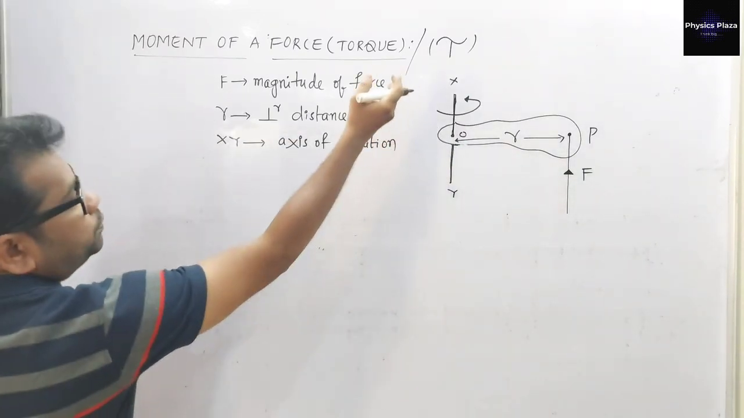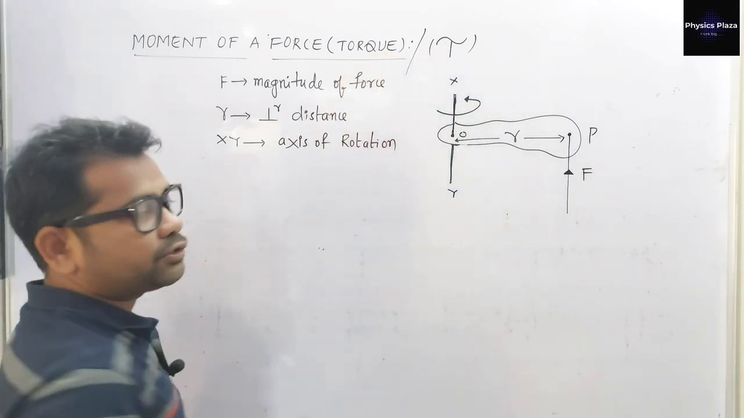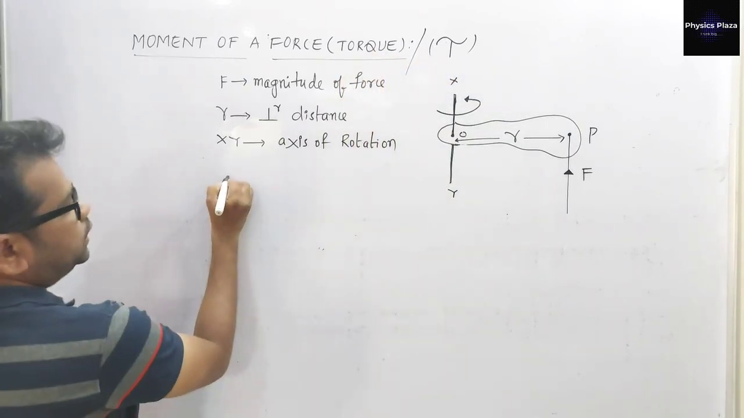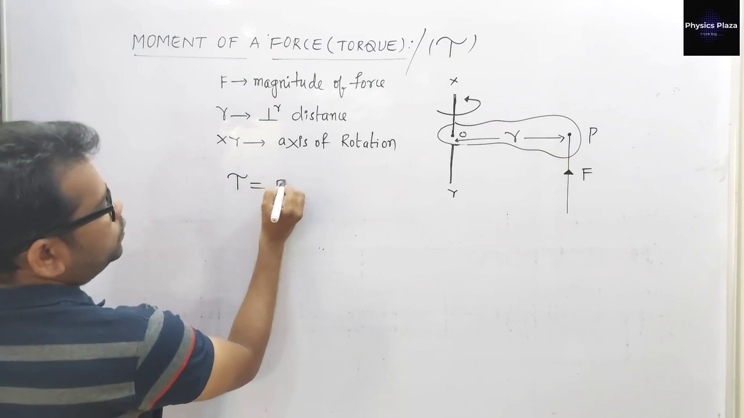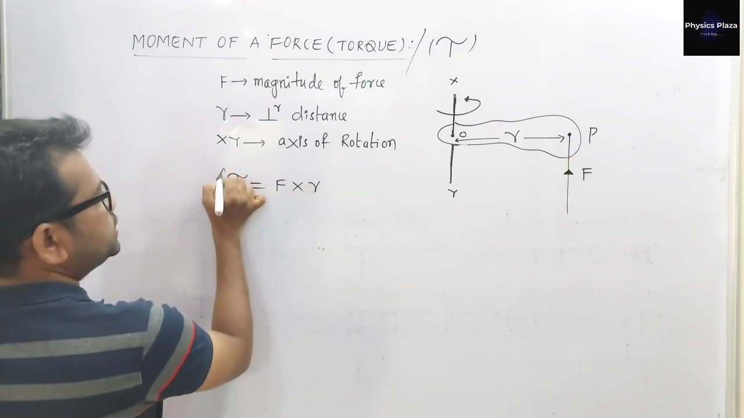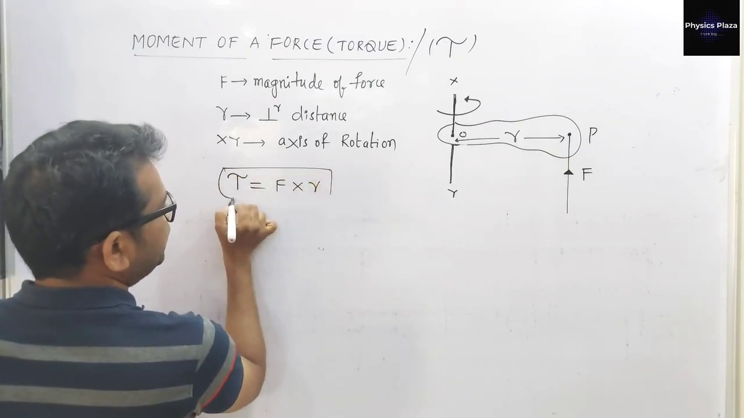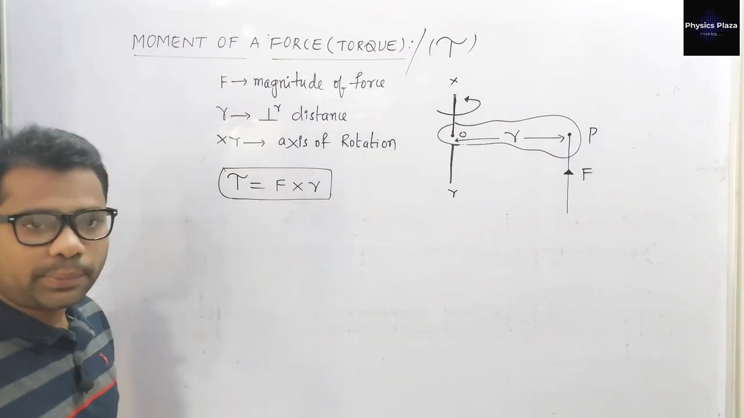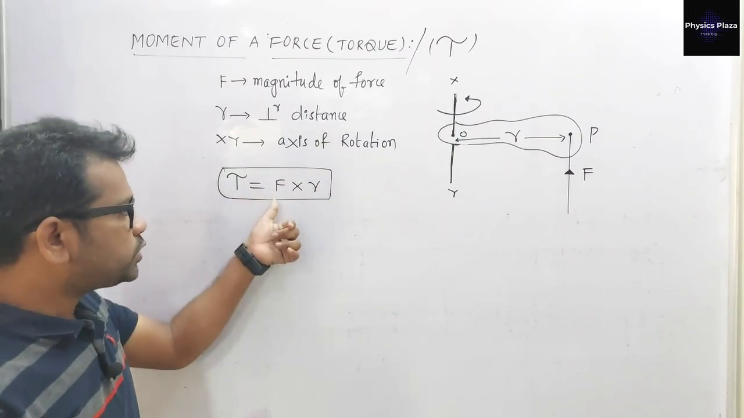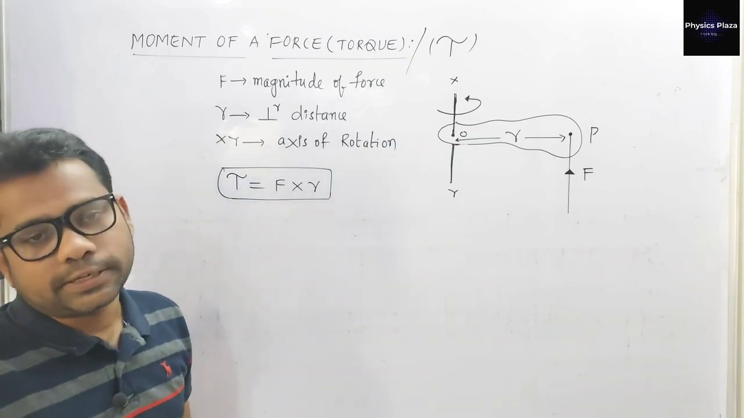So tau means we use the tau letter to represent torque. So children, here torque is equal to force into perpendicular distance. Based on this, we will have numericals also. Am I clear? Tau is equal to force into perpendicular distance.